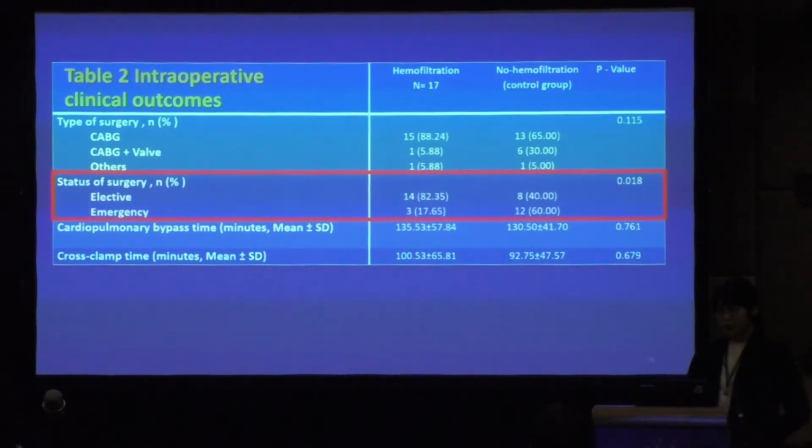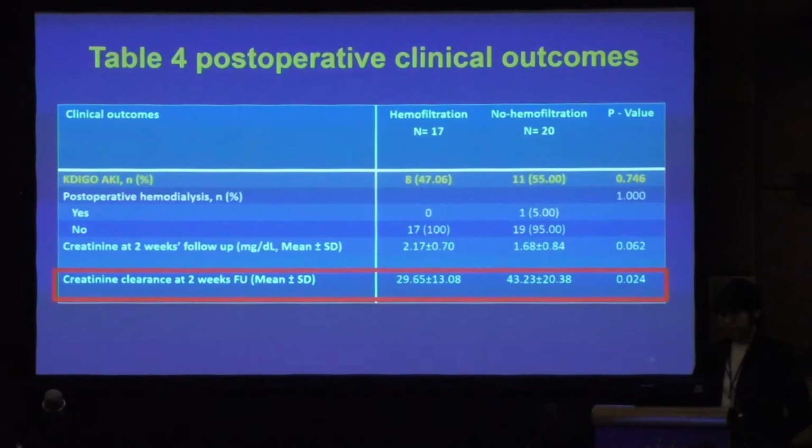Table 2 shows the intraoperative clinical outcomes, and the type of surgery was significant between groups, significant by chance. For the postoperative clinical outcomes, for postoperative AKI, there was no significant difference between groups, but the creatinine at the 2-week follow-up was significant.